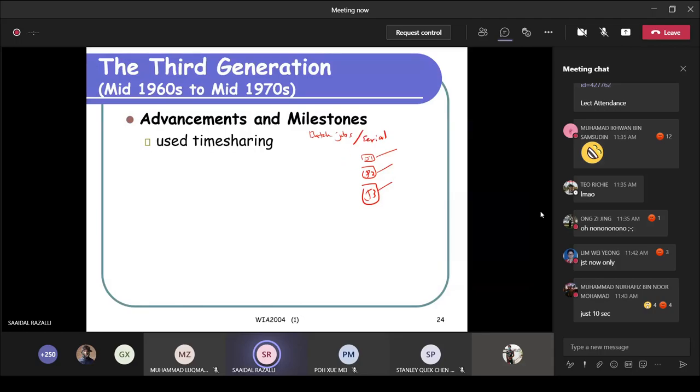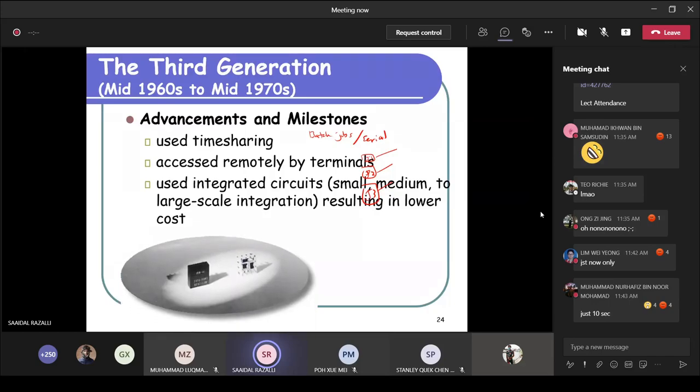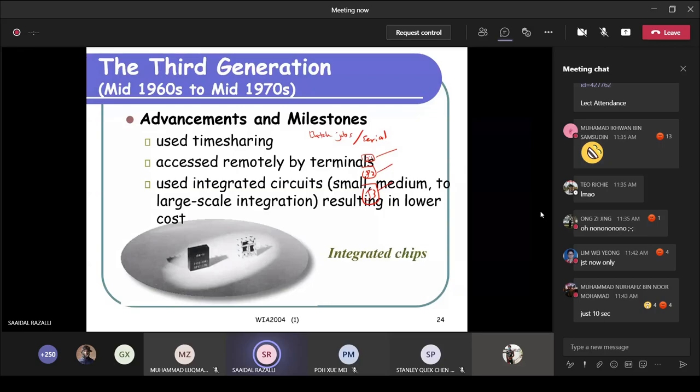Now they use time sharing, meaning that job one and job two can execute simultaneously, or job one is allocated a specific time, and if not finished, must go to job two. Access remotely by terminal, so this is the beginning of the network system, okay? You can access remotely. They use integrated circuits, small, medium to large scale integration, resulting in lower costs.